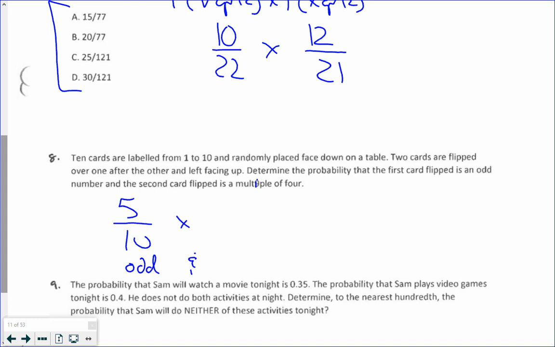Now here's the sneaky bit. This card is flipped over. How many cards do you have left to flip over? 9. Because it says you flipped over one after the other. So you didn't flip this first one back. How many cards are multiples of 4? So a multiple of 4, think of it as 4 times tables. So that would be flipping over a 4, flipping over an 8, flipping over a 12. We don't have any 12s because we only went up to 10. So 2 out of 9. Punch it in. That's the answer.